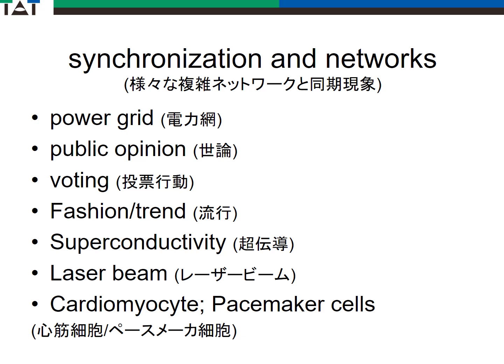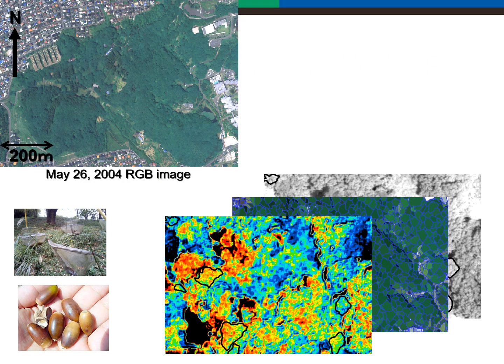Power grid, public opinion, voting, fashion trend, superconductivity, laser beam, cardiomyocyte, pacemaker cells. Okay, this is one of the example of the synchronization of the acorns production, and this image came from our experimental forest in Agrochaology. We conducted the measurement of the image process, conducted the remote sensing, also measured the acorn drop number under the several canopies.